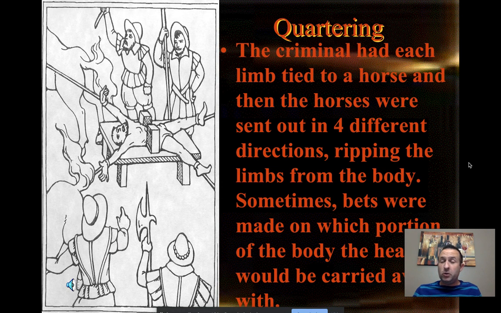The so-called accused criminal will be strapped down to a table, and each of their four limbs, 2 legs and 2 arms, will have ropes tied around them and then tied to horses, and they'll push the horses in 4 different directions at one time, thus ripping the limbs from the body. Sometimes just for fun, the people watching, both soldiers and just general populace who enjoy a good quartering, will place bets on which portion would come off first. And by the way, sometimes the winner got to keep that portion of the body.